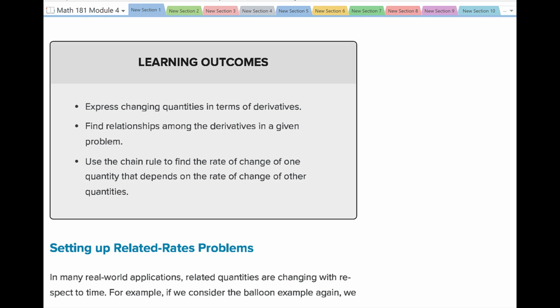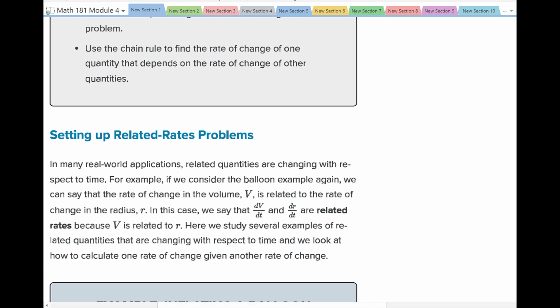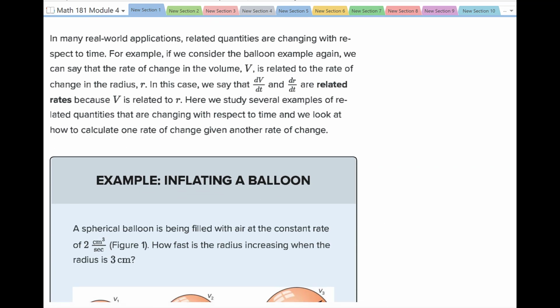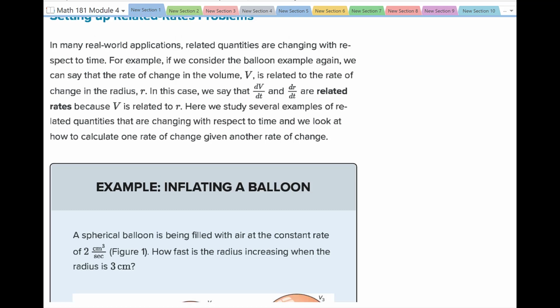So our learning objectives are to express changing quantities in terms of derivatives, find relationships among derivatives in a given problem, and use the chain rule to find the rate of change of one quantity that depends on the rate of change of another quantity or other quantities. Okay, so let's read this part here.